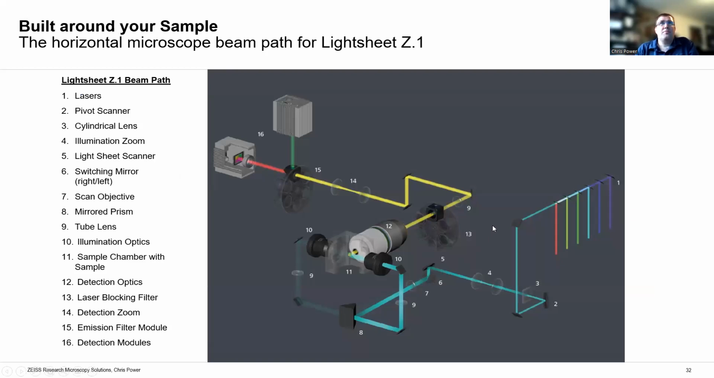And the light path, I'm not going to go through all of it, but basically we have different lasers here that we turn into a light sheet. We send into the sample via the left or the right, and then we go through the detection lens, we block the laser light, and we detect this on 1 or 2 cameras here.